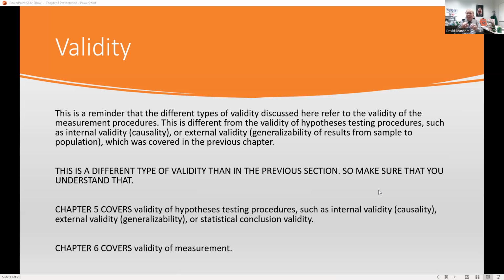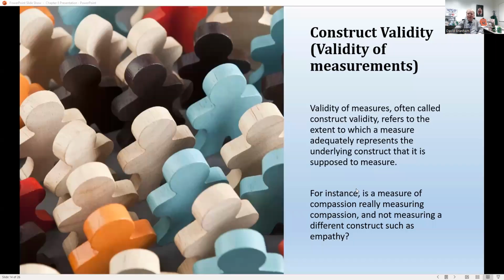This covers the validity of your measures. Let's make sure we don't get that mixed up, especially on the test. On the test, I'll label it chapter 5 and chapter 6 on each question, so you should be able to distinguish when you see that first part of the question. Construct validity, the validity of measures.